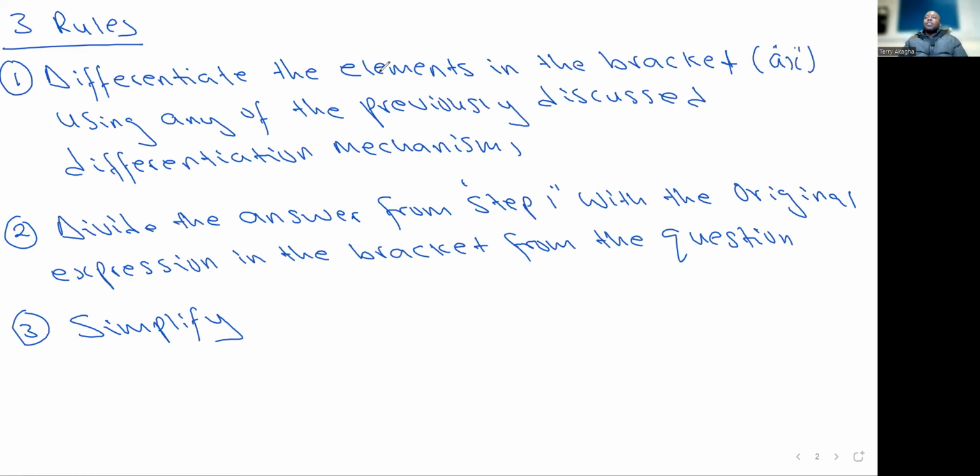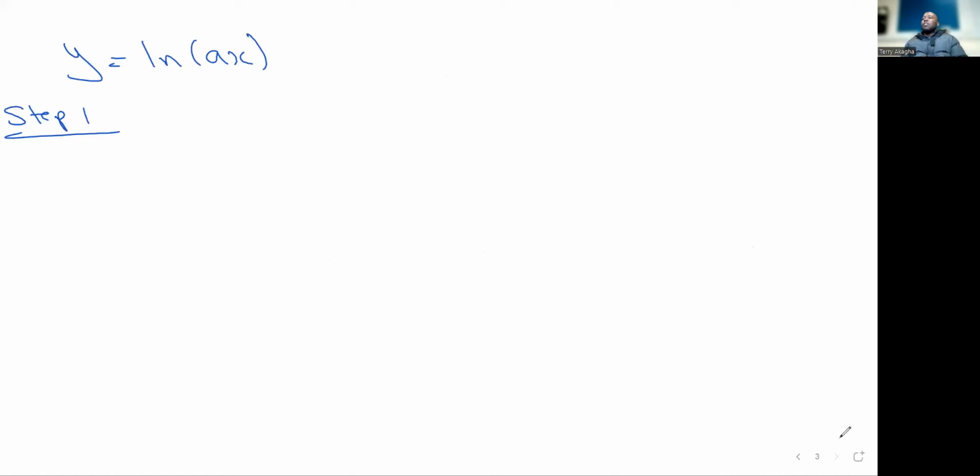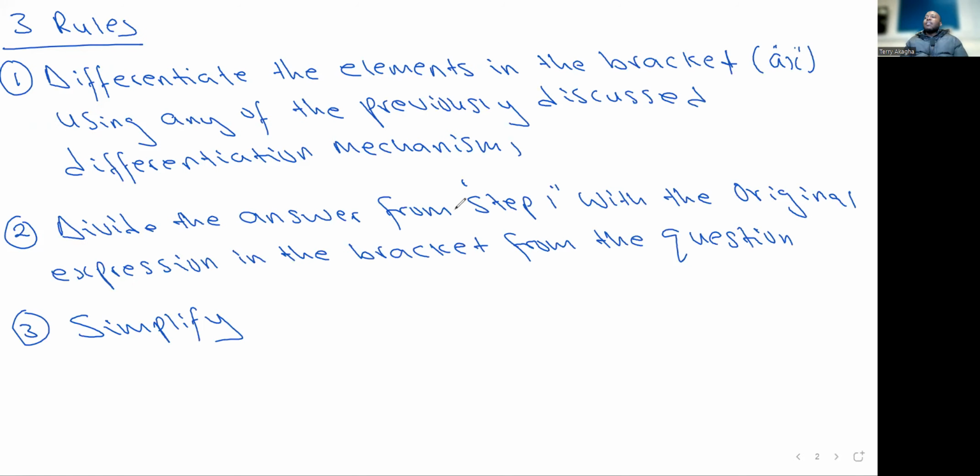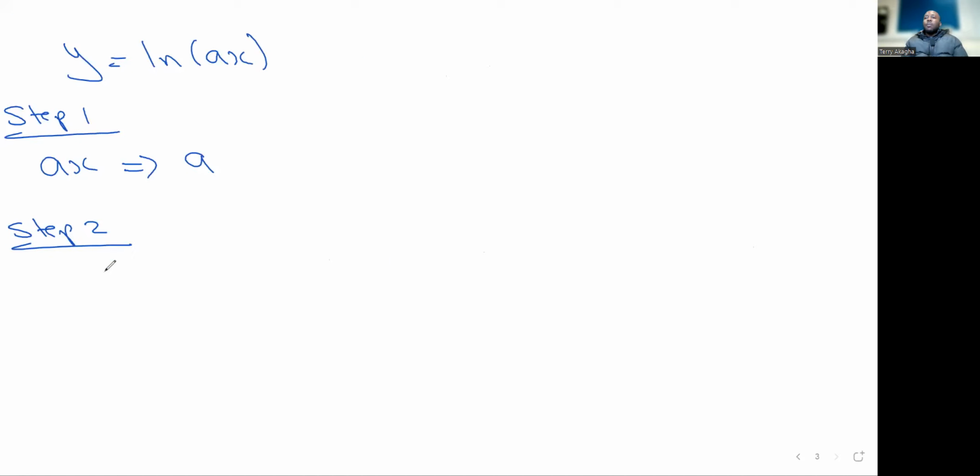So let's say, for instance, we had y is equal to ln ax, and you're meant to differentiate this. So the first step, step one, said you have to differentiate the element in the bracket using any of the previously discussed rules. So the element in the bracket is ax. When you differentiate ax, the answer you're going to get is a. Now, step two, they said you need to divide the answer from step one with the original expression in the bracket from the question. So the answer from step one is a, divided by the original expression in the bracket, which was ax. Are you seeing it?